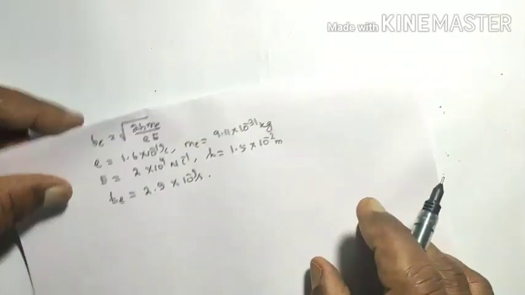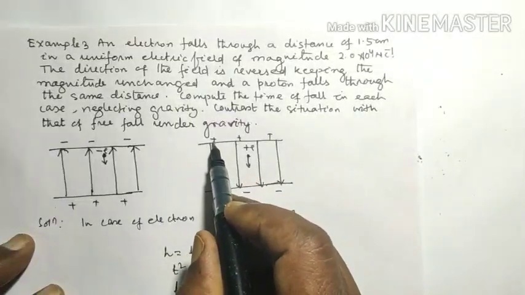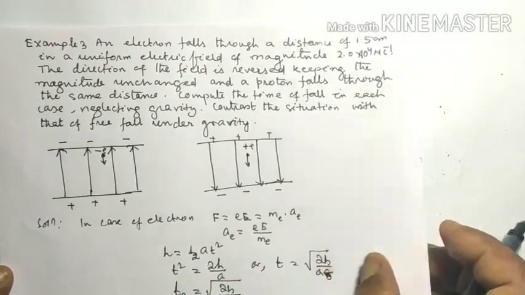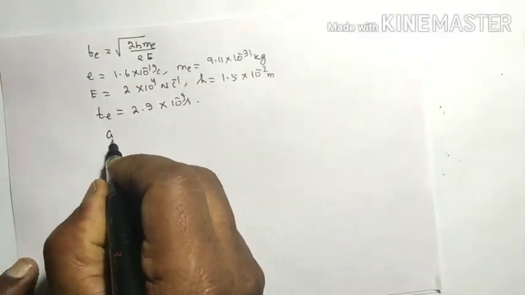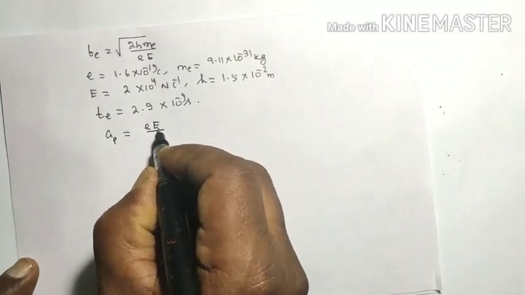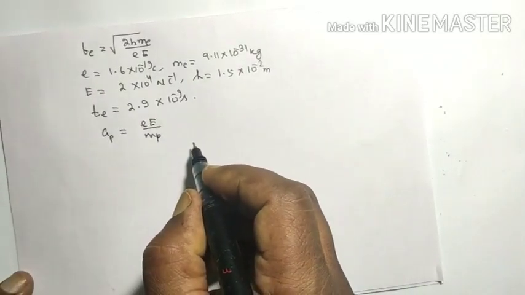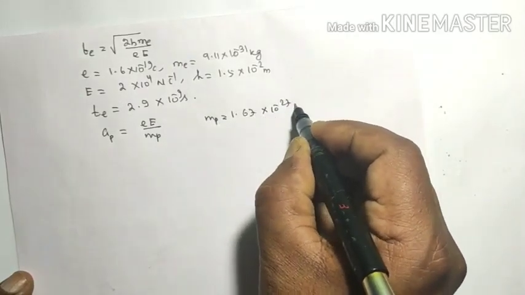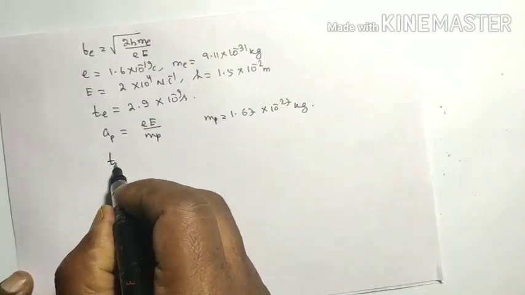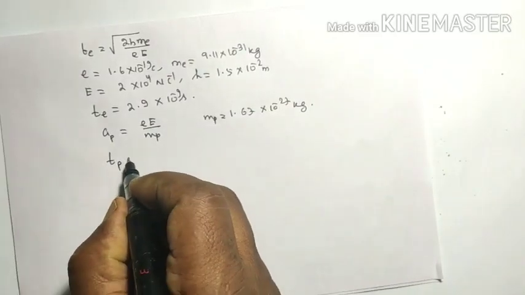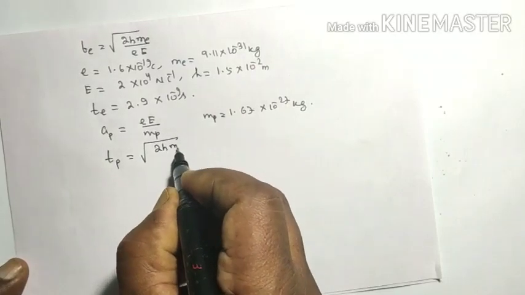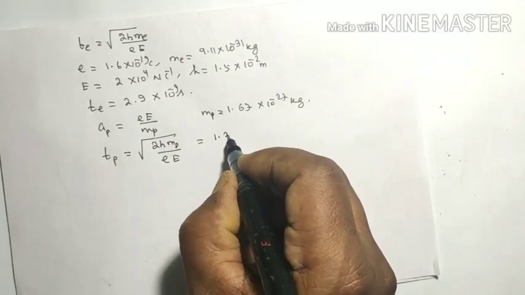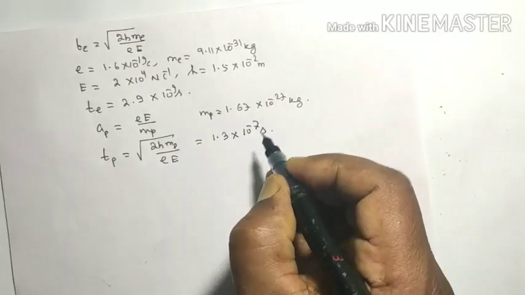In case of proton, here the field is changed, the upper plate is positive and the lower plate is negative. So the proton falls downward. Similarly, we can calculate a_p equal to eE by m_p, where m_p is the mass of proton. Mass of proton is 1.67 × 10^-27 kg. So the time of fall for the proton, that is T_p, equal to square root of 2h m_p by eE, is 1.3 × 10^-7 second.